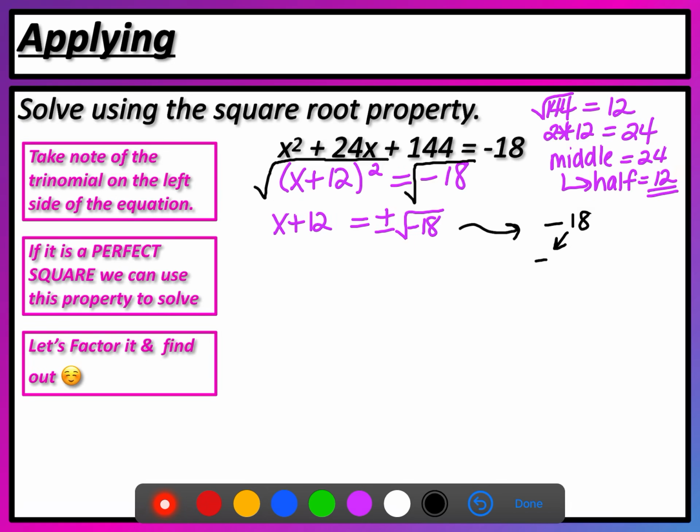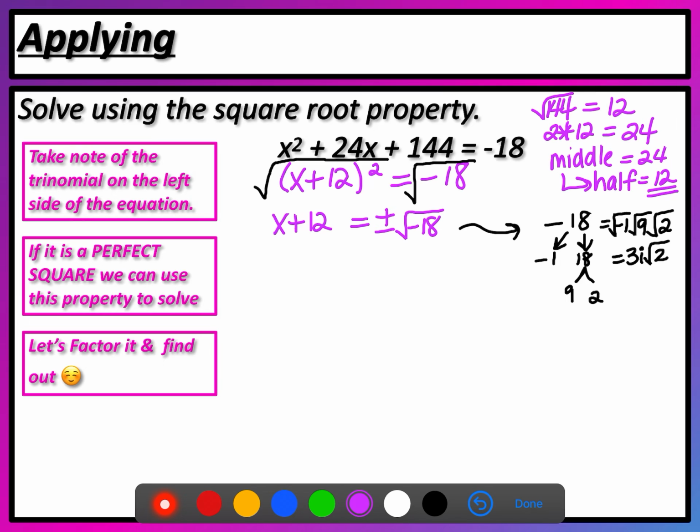Okay, so negative 18 is going to be negative 1 times 18, and then 18, I'm going to do 9 and 2. So square root of negative 1, square root of 9, square root of 2 equals 3i root 2. Okay, a lot just went on there. Take a second, rewind, redo that. So split up the 18. You first have to take out the negative because we know that's going to be imaginary.